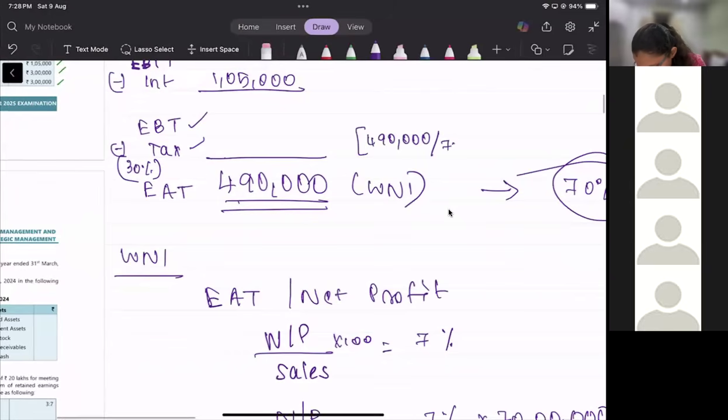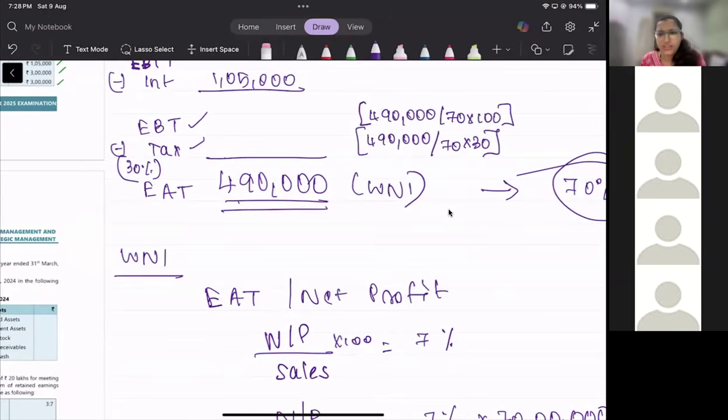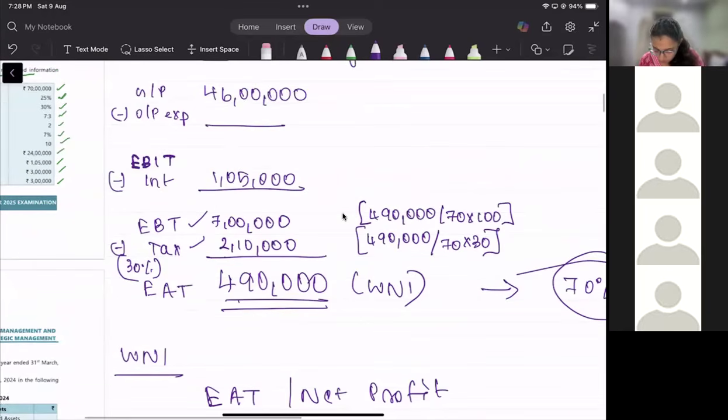4,90,000 divided by 70 into 30, that you will get the tax, and 4,90,000 divided by 70 into 100. Or you can find any one figure and then just do the balancing figure. So you will get it as 2,10,000 and 7 lakh. Did you get this much? Yes. Clear. So from this, can't we backwork from here?